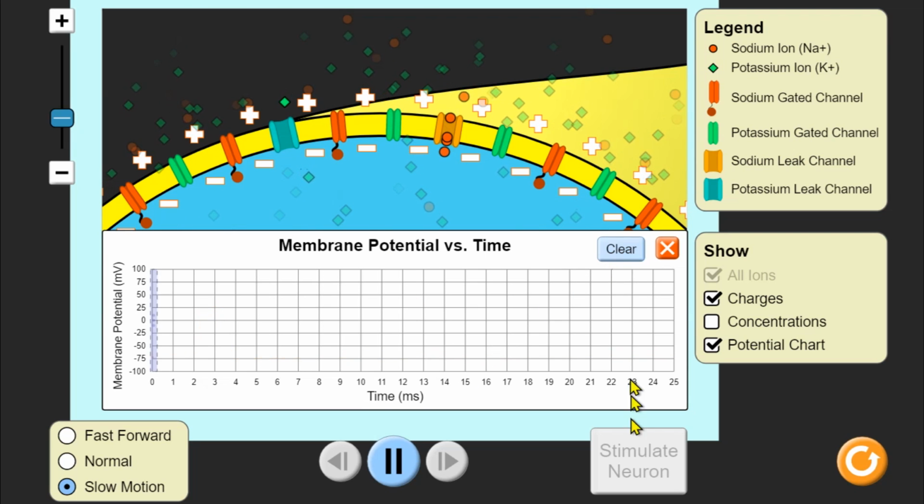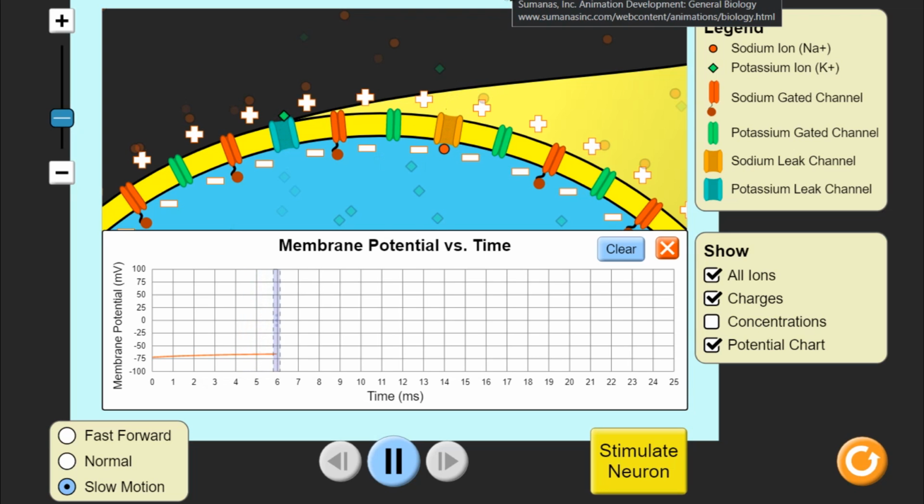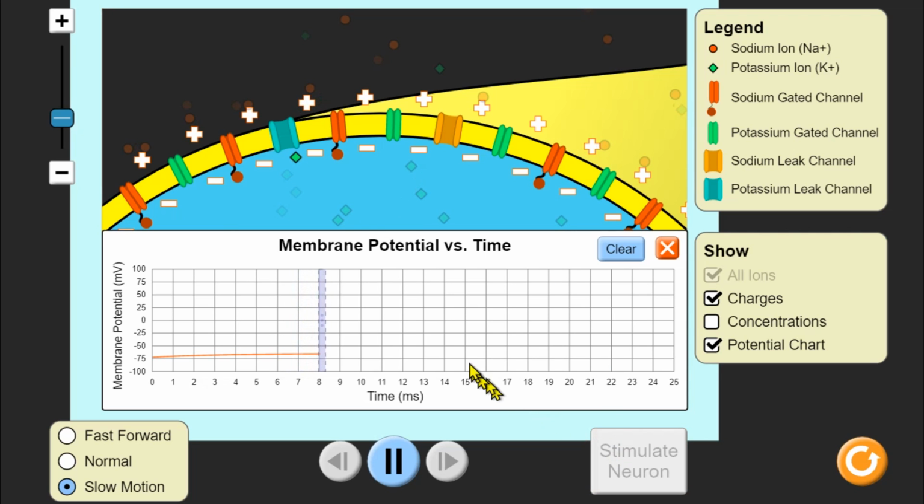But something happens here: it ends up going a little more, it overshoots. So it ends up being a little more negative than it's supposed to be. A little more flows out than really is supposed to. And as a result, that's called hyperpolarization. We don't need to talk about that too much here.